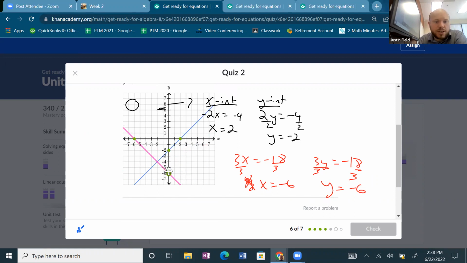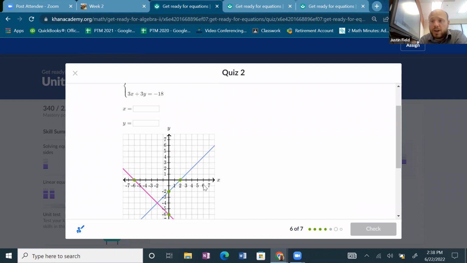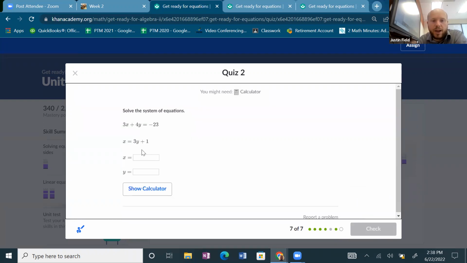But of course, this is not just any graph. This is the graph of two lines in a system, so we want to know where they cross. That's the solution. And so the solution is (-2, -4). That is the point of intersection. Ta-da!